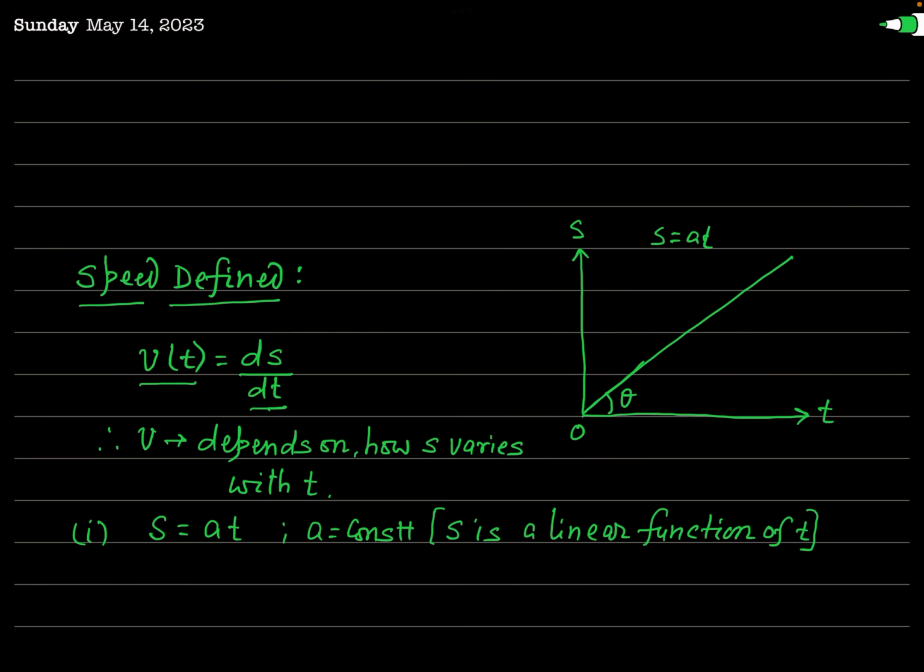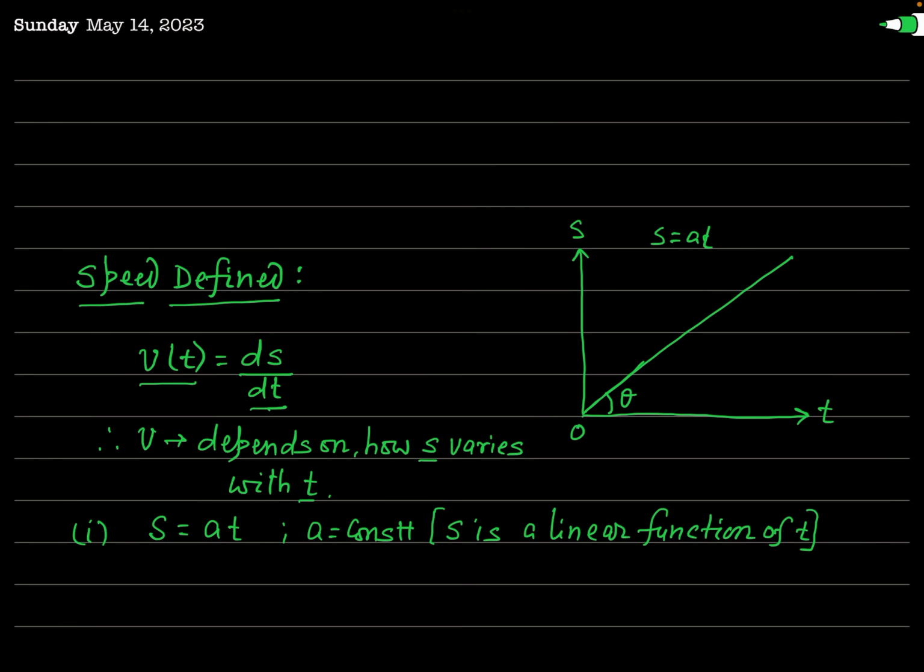And you know from this mathematical definition that if v is equal to ds by dt, it means v depends on how s varies with t, because the value of this derivative will be different for different functional forms of distance. It means the relation between s and t will determine the value of speed.